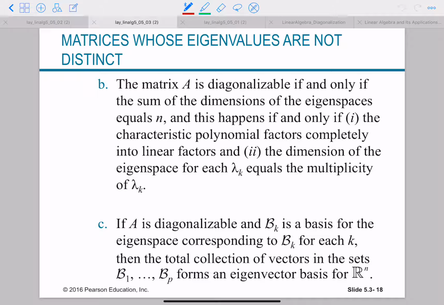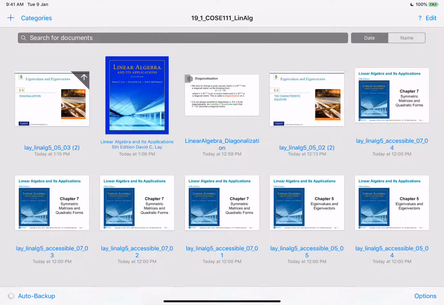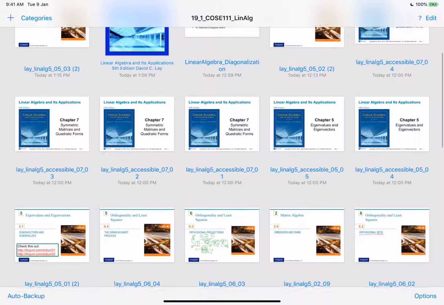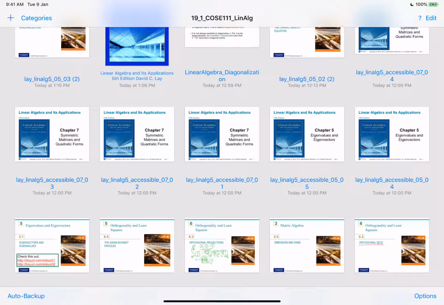Any questions? Okay, and that's it for eigenvalues and eigenvectors. And we have several more chapters in chapter 5. Okay, yeah, and we will move to chapter 5.4.